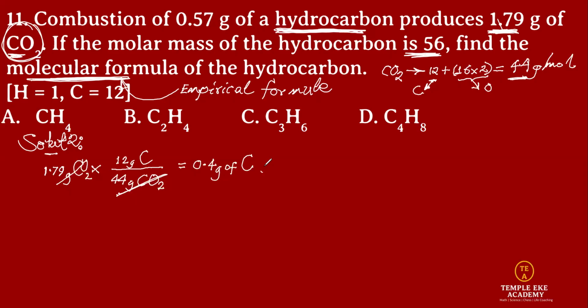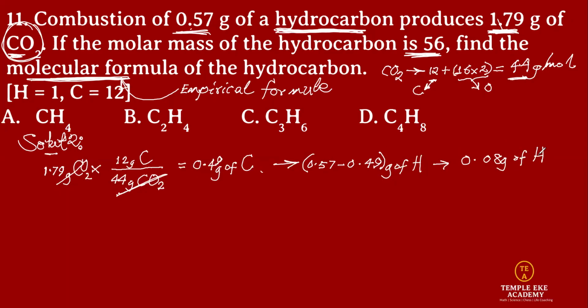Now we know the mass of carbon present, and therefore it means we can know the mass of hydrogen present. The hydrocarbon has a mass of 0.57. So this is mass of carbon. Mass of hydrogen will be the difference. We have 0.57 subtract 0.49 gram, which actually gives us 0.08 when we subtract. 0.57 minus 0.49 gives us 0.08 grams of hydrogen.